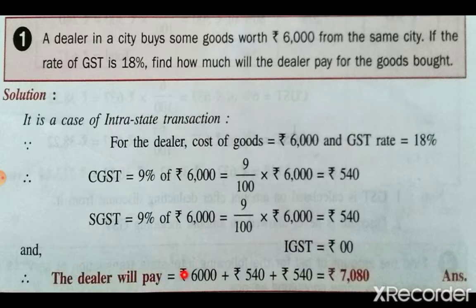Now the total amount we have to find. To find the total amount we have to do selling price plus CGST plus SGST. So that will be 6,000 plus 540 plus 540, which will be 7,080. You can add it up and see that the answer will be the same.